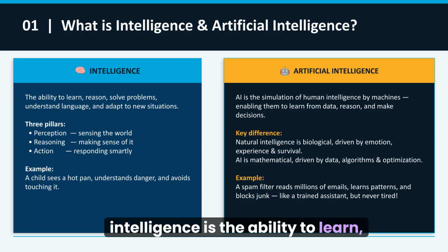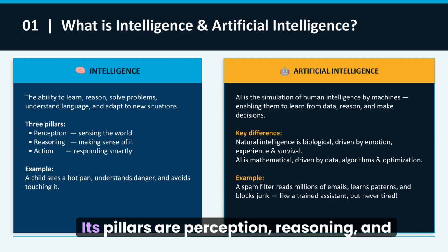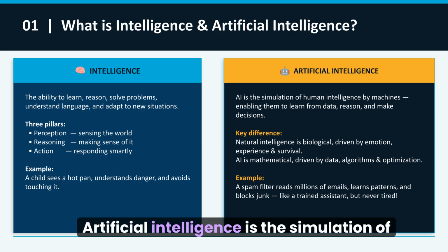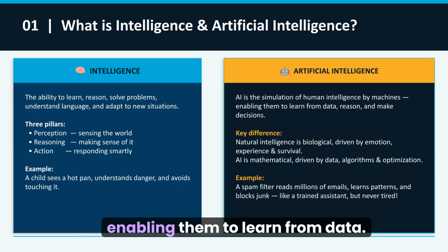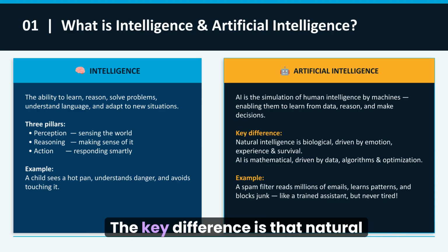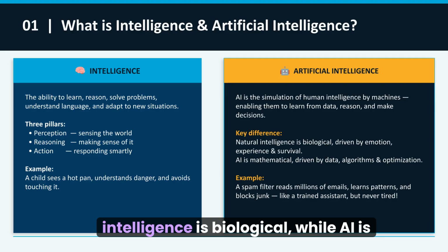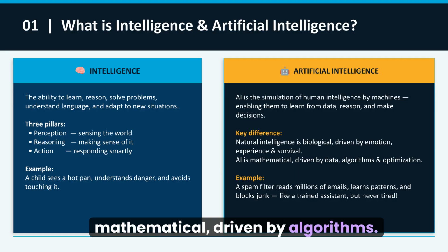Intelligence is the ability to learn, reason, and adapt. Its pillars are perception, reasoning, and action. Artificial intelligence is the simulation of this human intelligence by machines, enabling them to learn from data. The key difference is that natural intelligence is biological, while AI is mathematical, driven by algorithms.